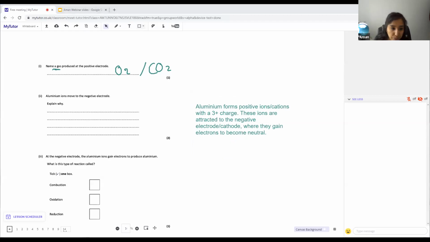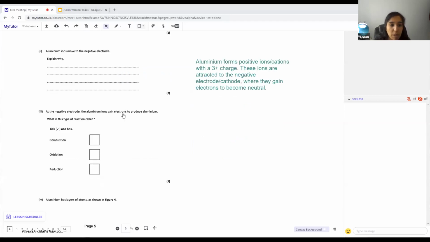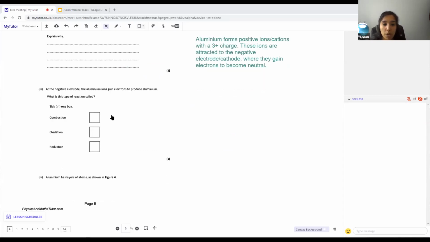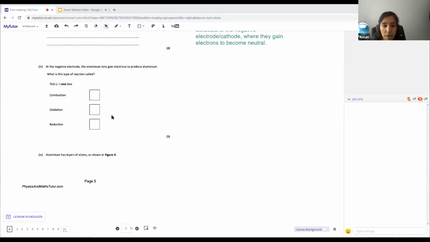Good, okay. At the negative electrode, the aluminium ions gain electrons to produce aluminium. Which type of reaction is this? Combustion, oxidation, or reduction? Anyone remember?